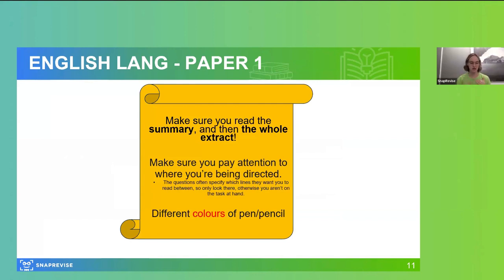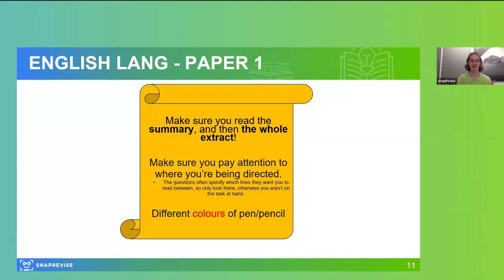With paper 1, the way that I would go about starting it is by reading the summary of the extract. You're always given a summary saying this text is all about, and so on. Make sure that you read that because then you go into it understanding what it's going to be about. Then I would read the whole extract. When it comes to the questions, make sure that you pay attention to where you're being directed. The questions often will specify from lines 1 to 4, for example. So make sure that you are adhering to those pointers, because you will not get marks for anything outwith that.